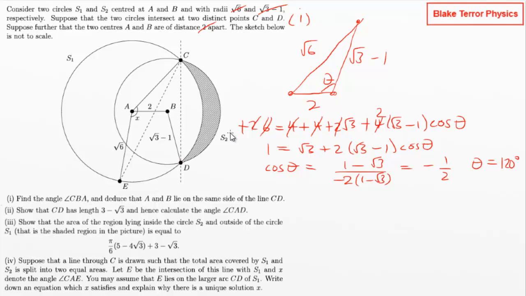So if that is 120 degrees, then, well, it's going to have to lie to the left of, yeah, it's got to be, isn't it? So, yeah, it fits with this thing of A and B lie on the same side of CD. So how are we going to describe this? So if theta is greater than 90 degrees, then A and B on same side of CD.